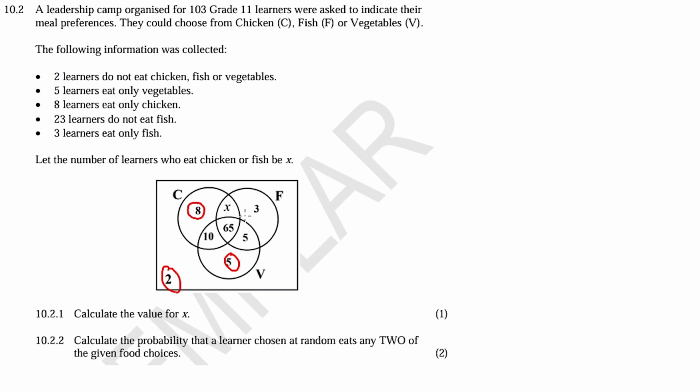23 learners do not eat fish. This is fish, so do not eat fish is everything outside the fish. So, do not eat fish. So how many?